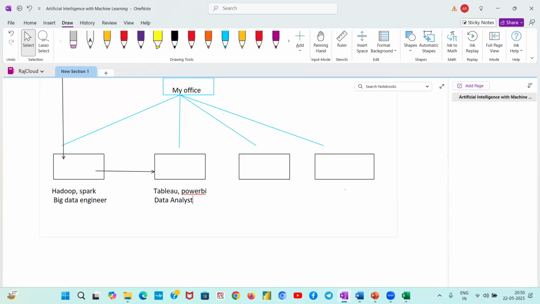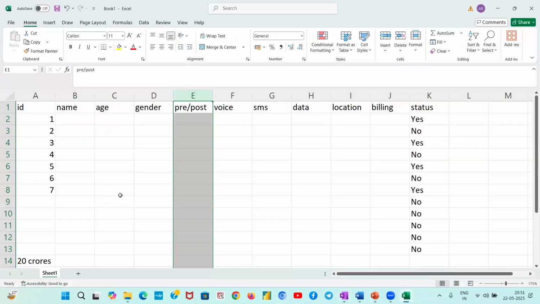Okay, so the primary role is what? Work on historical data. Historical data means what? Oldest data, previous data, and give the maximum inputs of what they understood from the data. For example, what is my question? Prepaid or postpaid? From the overall data, postpaid service people are actually leaving more. That's my first answer.